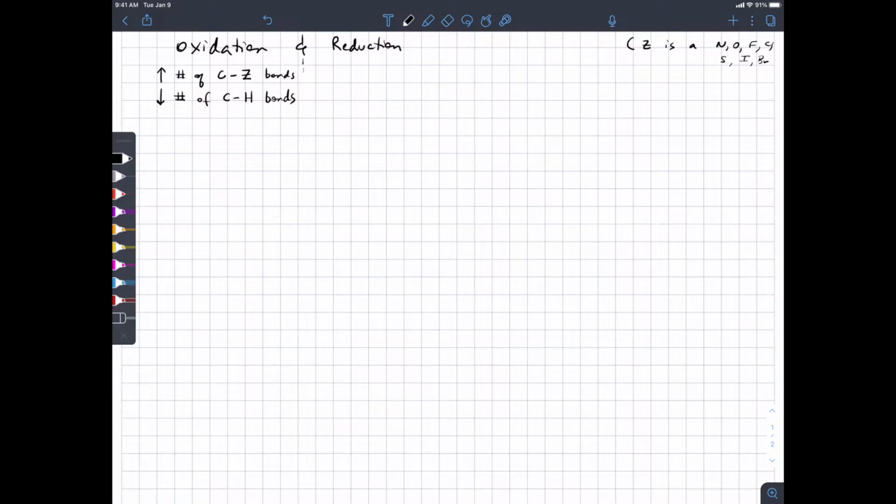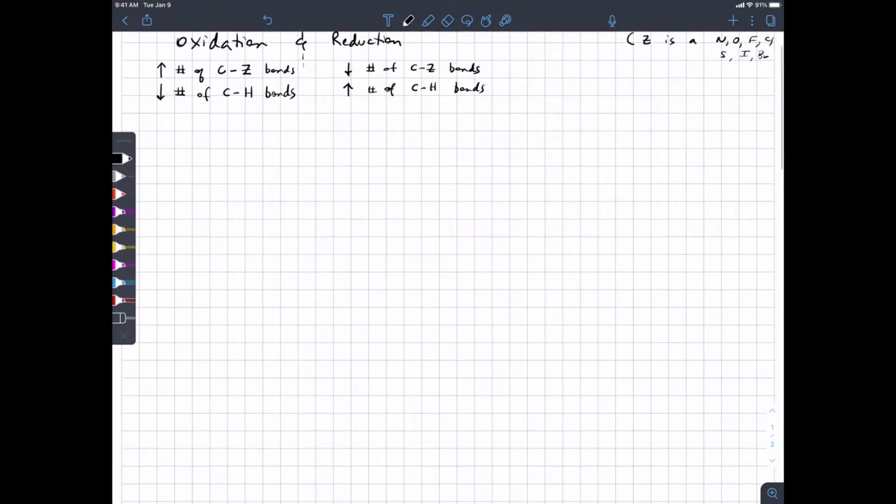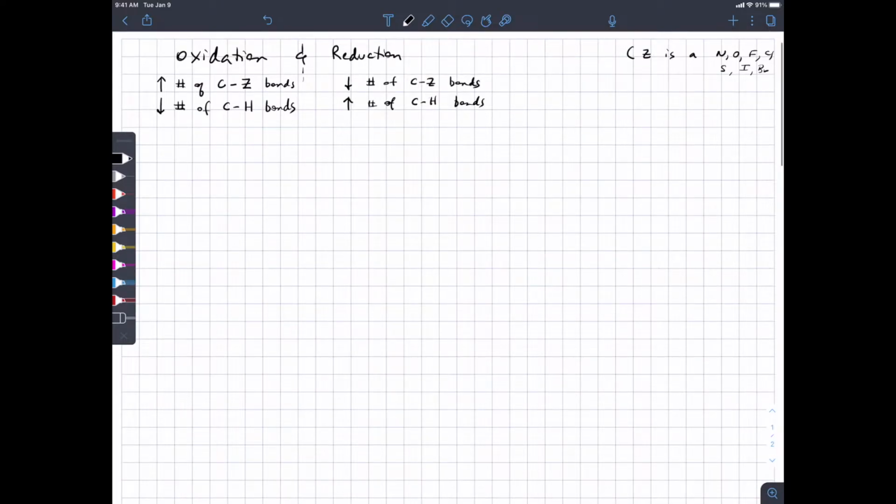Reduction, in contrast, is going to decrease the number of carbon-heteroatom bonds and increase the number of carbon-hydrogen bonds. So that's how you're going to recognize oxidation versus reduction. And we'll talk about carbon-containing compounds. Let me just draw a few of them.